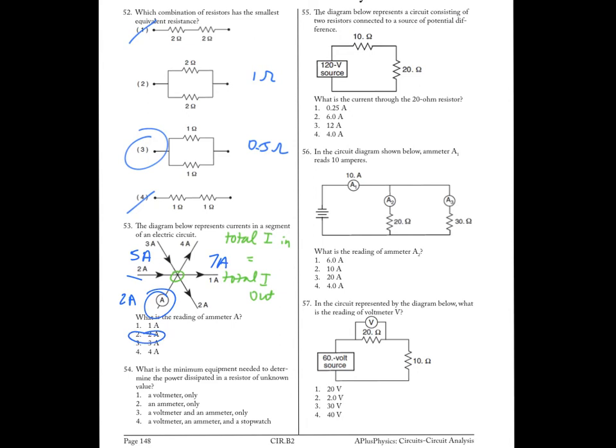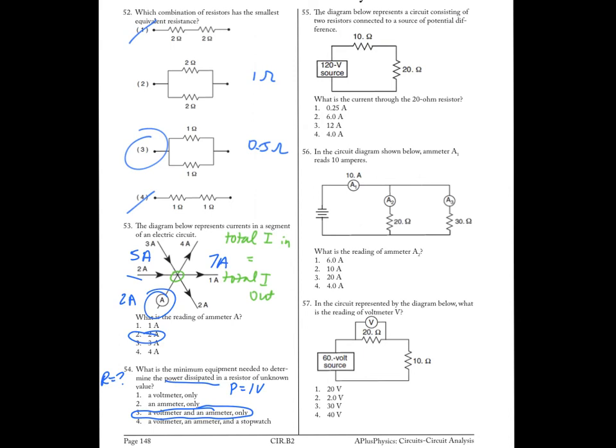Number 54, what is the minimum equipment needed to determine the power dissipated in a resistor of unknown value? So we don't know what R is. So power we can use as equal to I times V, current times voltage. How do we find current? We need an ammeter. And how do we find voltage? We need a voltmeter, so we need both of those. Do we need a stopwatch? No. We need a stopwatch to calculate energy.